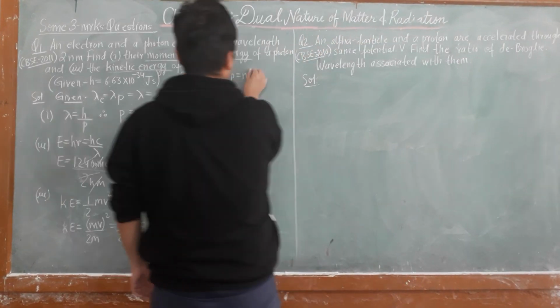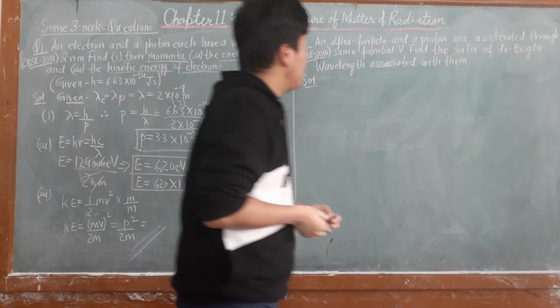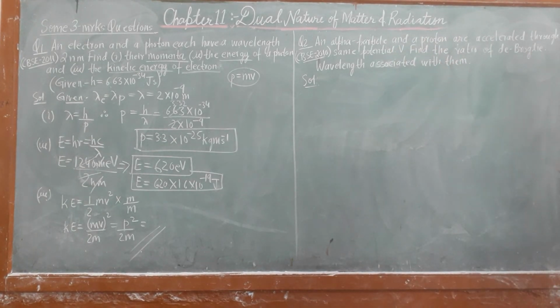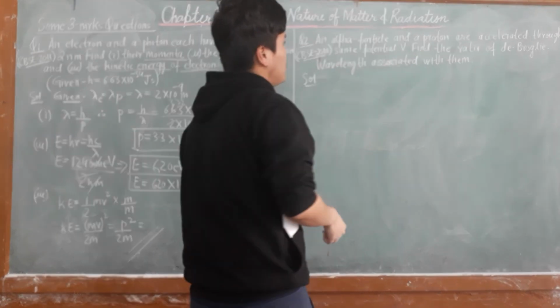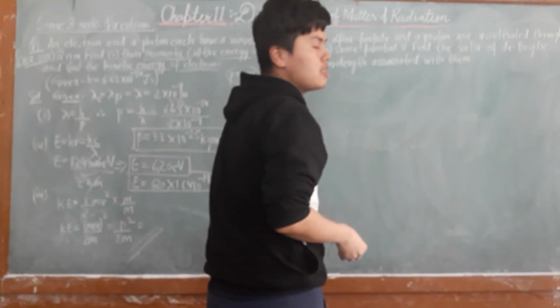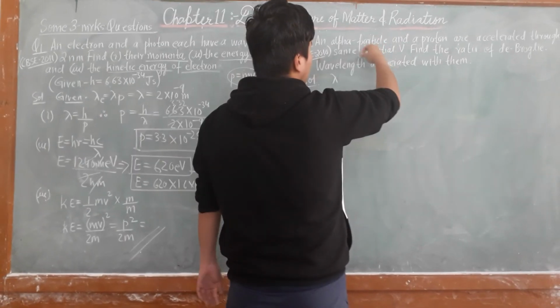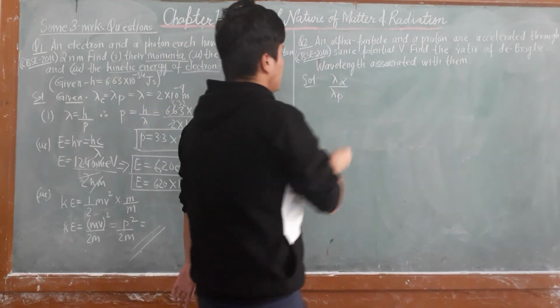Last question of this lecture, a CBSE 2010 question. It is quite simple. Try to find the answer by yourself first. We are given an alpha particle and a proton accelerated through the same constant potential V, and we need the ratio of their de Broglie wavelengths, lambda alpha upon lambda p.